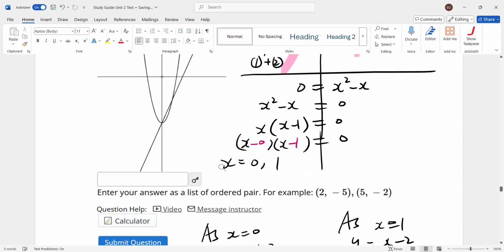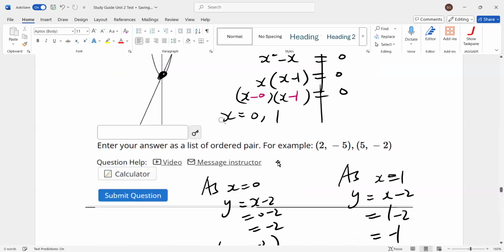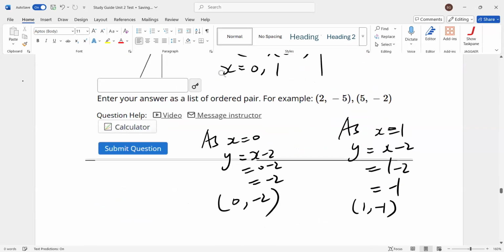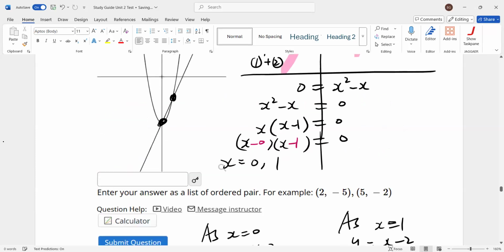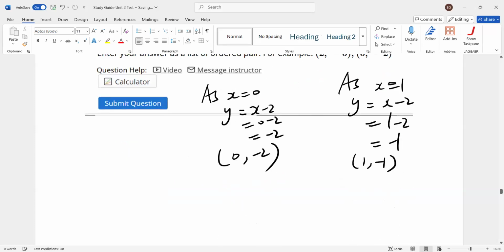0 comma negative 2 is here, and 1 comma negative 1 is here. Right? And those are the two solutions. Again, you might be able to just use the graphing calculator and point it to this intersection point, and it gives you the coordinates. And point it here, and the graphing calculator gives you the coordinates. You have two pairs of solutions, just enter them and separate using comma.